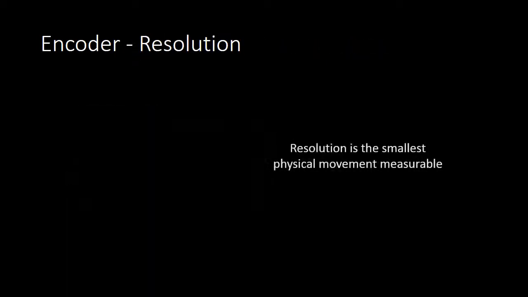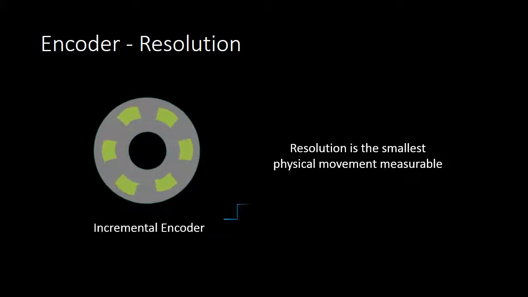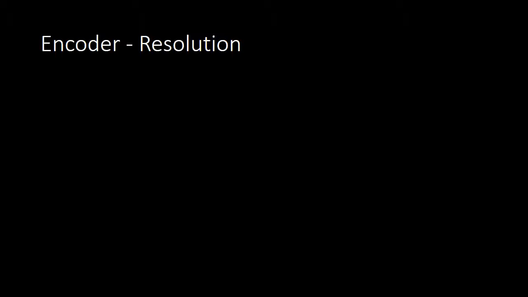Resolution is the smallest physical movement measurable. For incremental encoders, resolution is defined as the number of counts per turn. Output is a square wave, and the number of pulses are known as pulses per revolution, PPR.